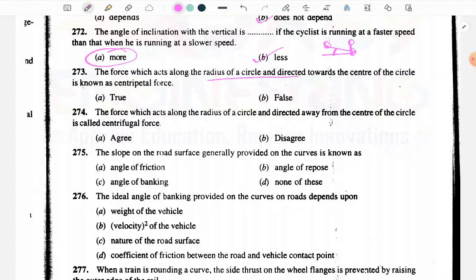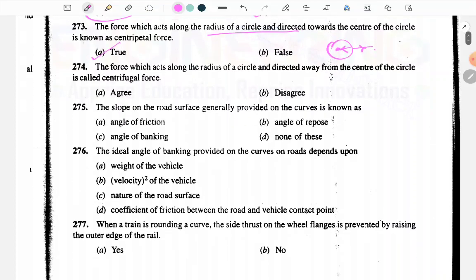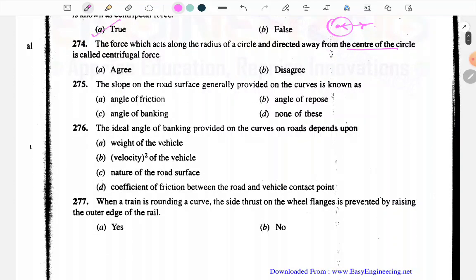The force which acts along the radius of a circle and is directed toward the center of the circle is known as centripetal force. So the force toward the center is called centripetal force and away from the center it is called centrifugal force. So it is towards the center, centripetal, correct. The force acting away from the center of the circle is called centrifugal force, correct. So 274 A.